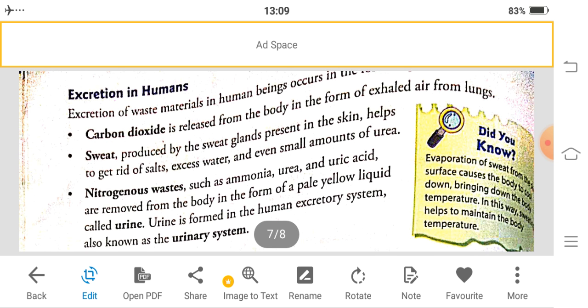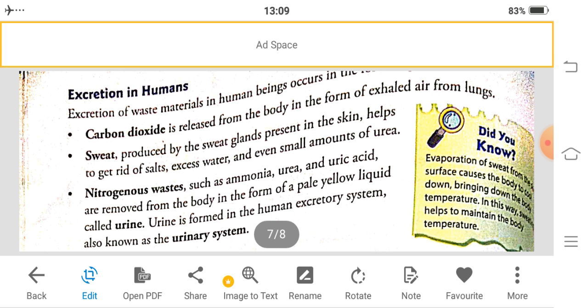Carbon dioxide is released from our body in the form of exhaled air. We inhale and exhale. So carbon dioxide is released by exhaling air from the lungs. Sweat produced by the sweat glands present in the skin helps us to get rid of salt, excess water and some amount of urea. So through sweat, salt, excess water and a small amount of urea are removed from our body.